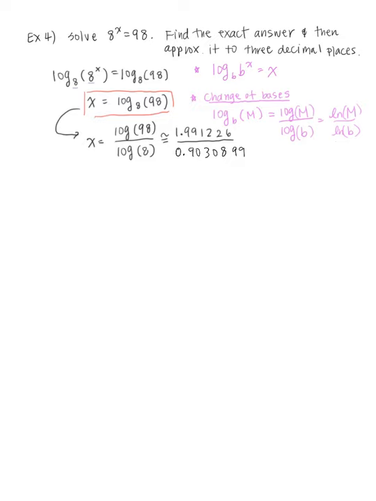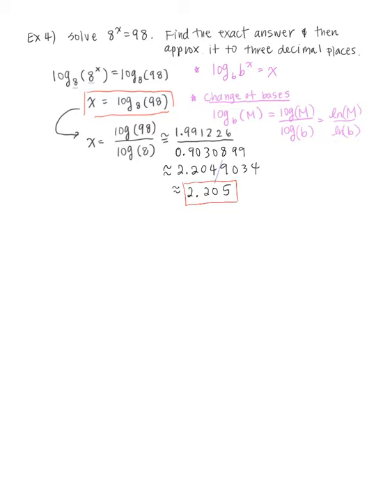So 1.991226 divided by 0.9030899. All right, so I got this value to be approximately 2.2049034. Now I want to approximate it to 3 decimal places, so I need to chop it off right here. So it looks like our approximation is going to be 2.205. All right, so I'm going to box that for the answer.